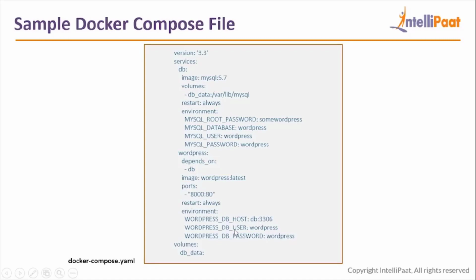Then we have the WordPress DB user. So we specified the DB user, that is the MySQL database user, as WordPress. So that is exactly the same value that we're specifying over here. And the DB password is again WordPress, and that is also what we specified over here. Okay, and what else? So this is it. And after that, we specify that the volume which has to be created is DB data. So this is for the whole YAML file, that there's a volume which is being created, which is called DB data.